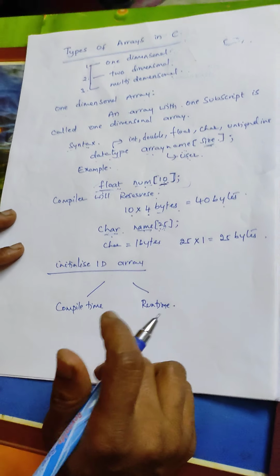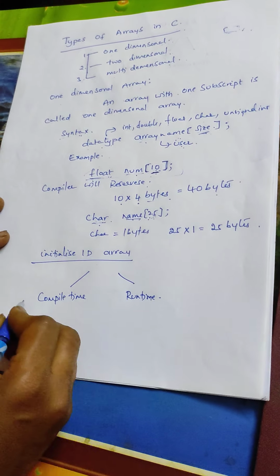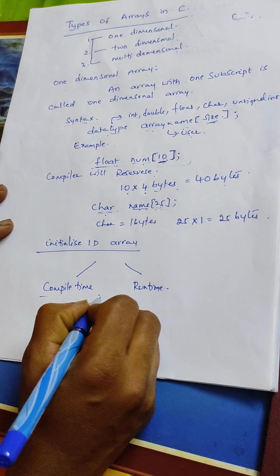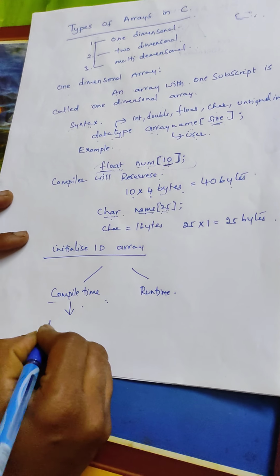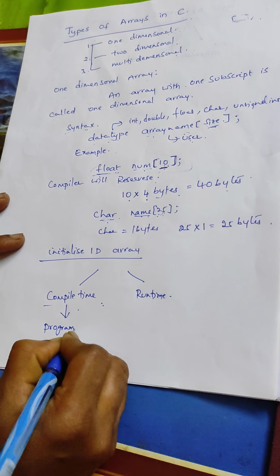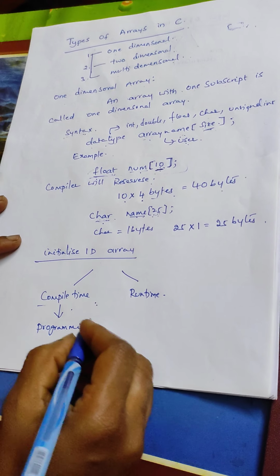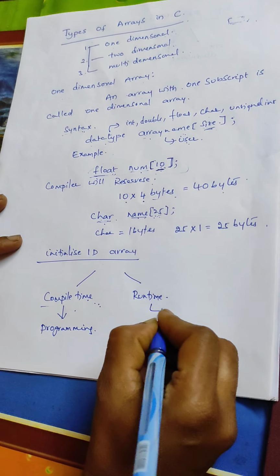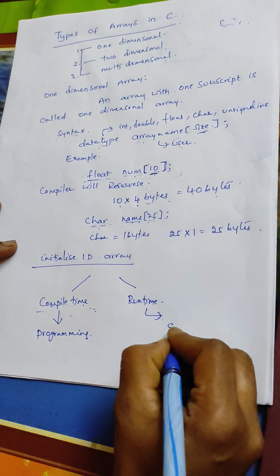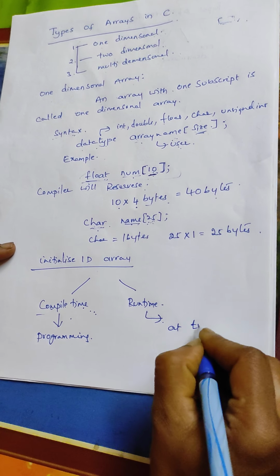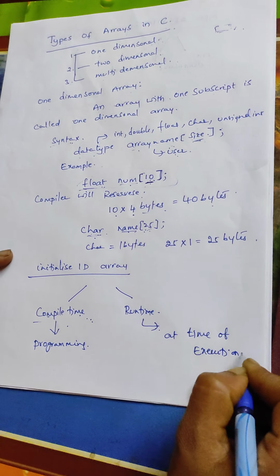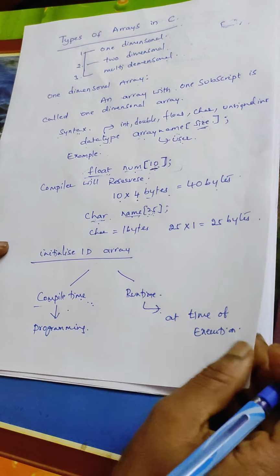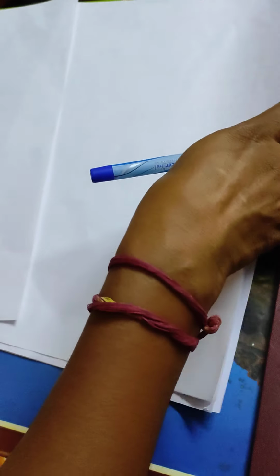What is the difference between compile time and runtime initialization? Once you want to use compile time initialization, you can give the values for your array at the time of programming itself, right? So when you give the values of an array at the time of programming, that is said to be compile time initialization. Now you can also assign values to your array at the time of execution. Then it is said to be runtime initialization. I'll show you how we can initialize your array at compile time and runtime.